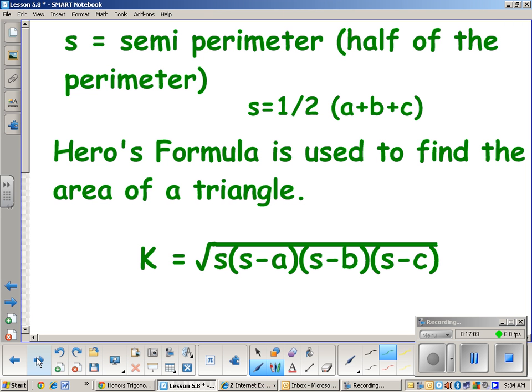This is Hero's formula. Before we use Hero's formula, we have to understand what a semi-perimeter is. Semi-perimeter is half the perimeter. The perimeter is add up the three sides, right? So a semi-perimeter would be half of the sum of the three sides.